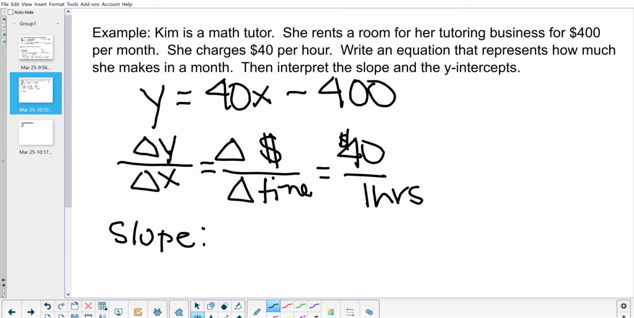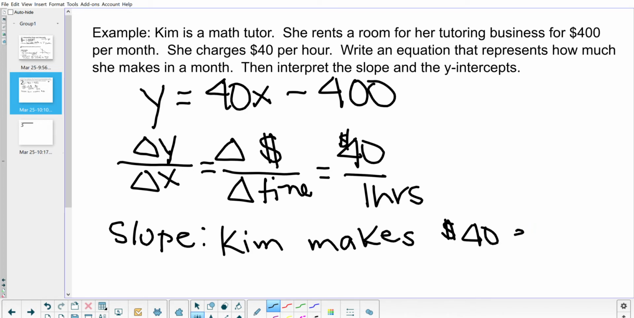Now again, this is where you have different options on how you're going to word this. You can say she makes $40 every 1 hour, or every 1 hour she tutors, she makes $40. Notice I just basically said the exact same thing. I would accept both. Kim makes $40 every 1 hour she tutors.